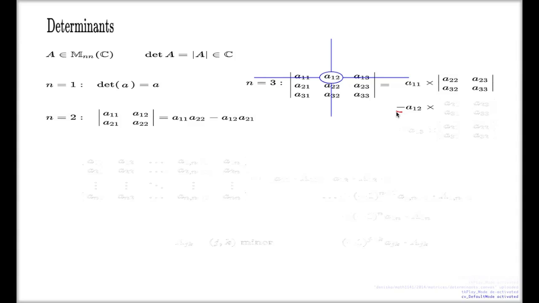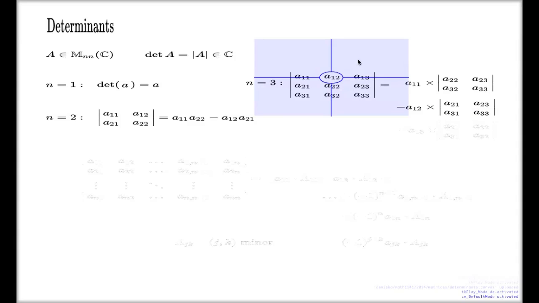I copy this element in here. I cross out all of the other elements in the same row and the same column. The remaining elements of my matrix, if you assemble them into a matrix, that would be a matrix of size 2 times 2. And the determinant of this smaller matrix goes as a next factor in your decomposition.